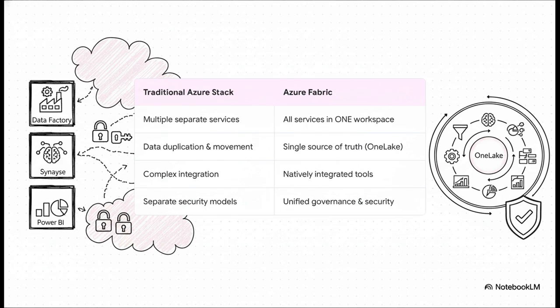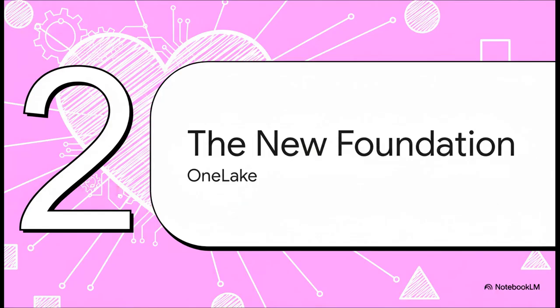And this slide just lays it all out perfectly. On the left, you've got that traditional stack, a messy collection of separate tools like Data Factory, Synapse, and Power BI. This means you're constantly duplicating data, moving it from place to place, and dealing with a headache of different security rules. Now, look to the right. That's the Fabric promise. All of those capabilities, living together in one single workspace, all pointing to one single source of truth. So how on earth does Fabric actually achieve this?